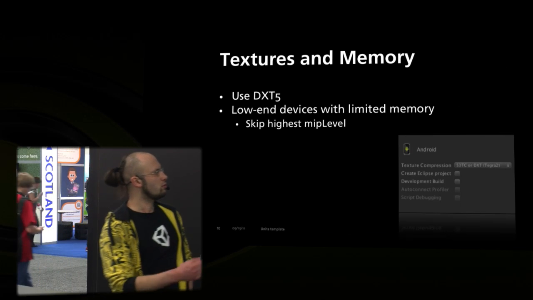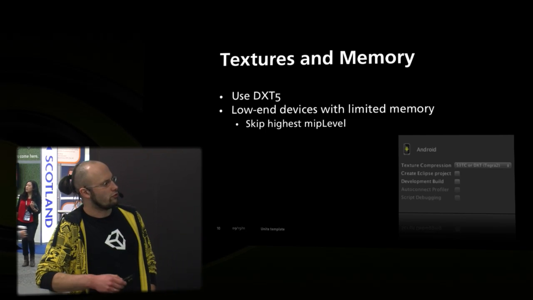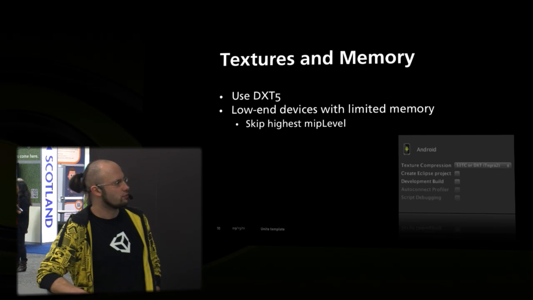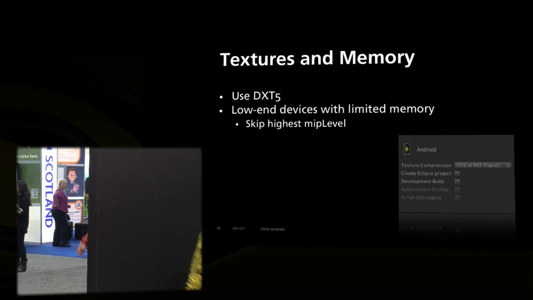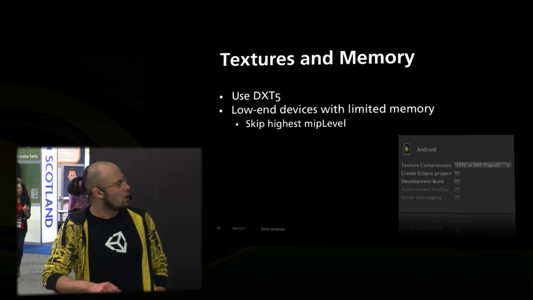Of course you want to use DXT5 on Tegra, and with Unity it's very simple. When you build your application, you just pick the target, and the target is Tegra here, and it will use DXT5 compression.